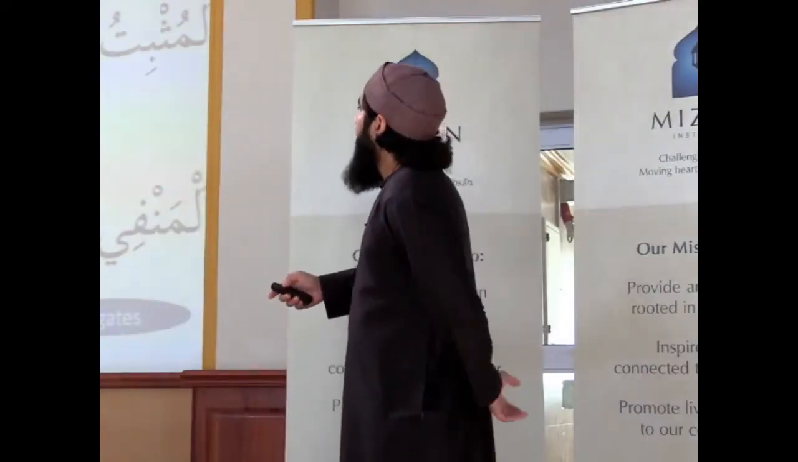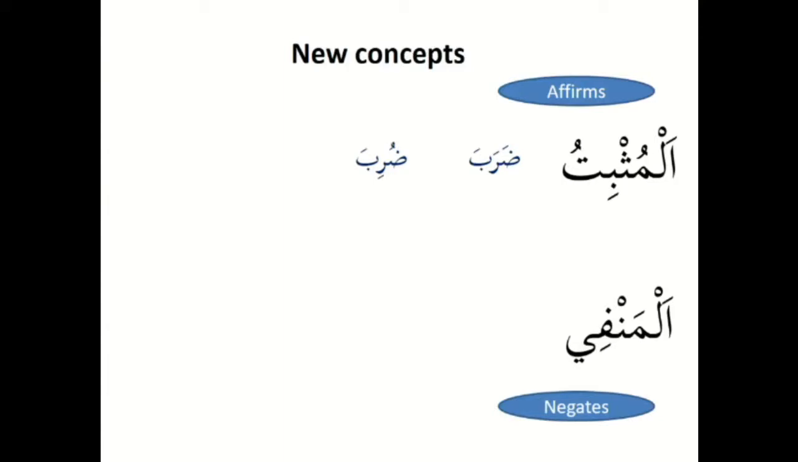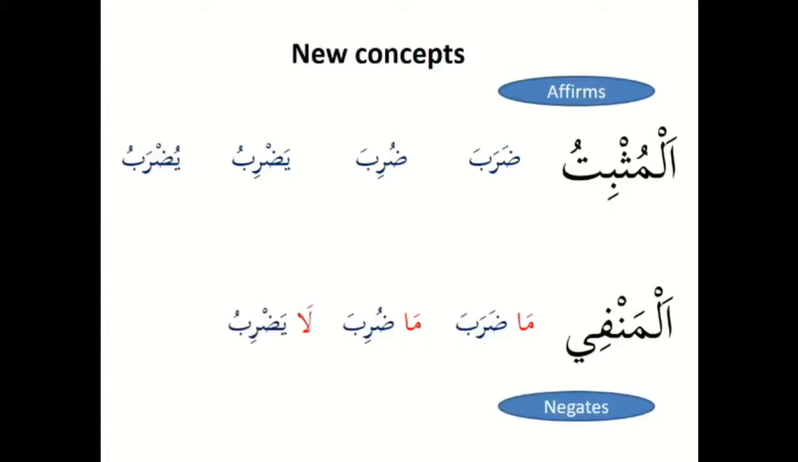So let's just look at how they look. How does a muthbit verb look? Daraba. Yes, we've learned that scale before. Duriba, yadribu, yudrabu, all of those are muthbit. And those are in fact all of the different scales that we've learned thus far, with different root letters as well. How does manfi look? Manfi looks like this: ma daraba, ma duriba, la yadribu, la yudrabu.